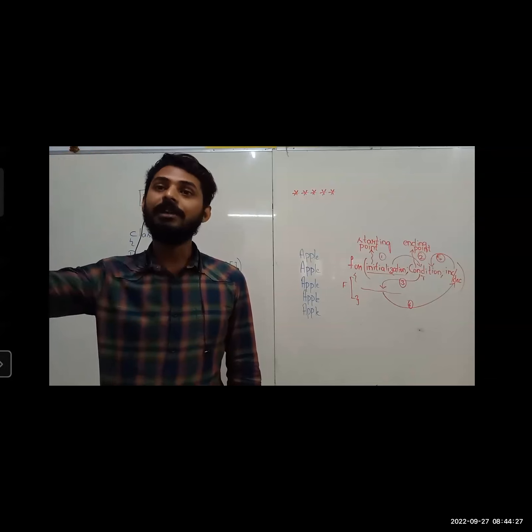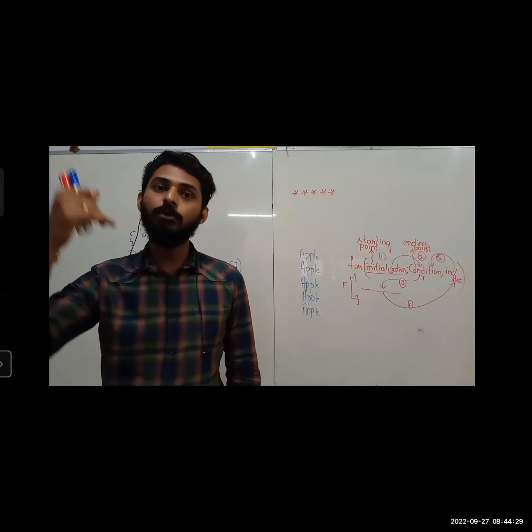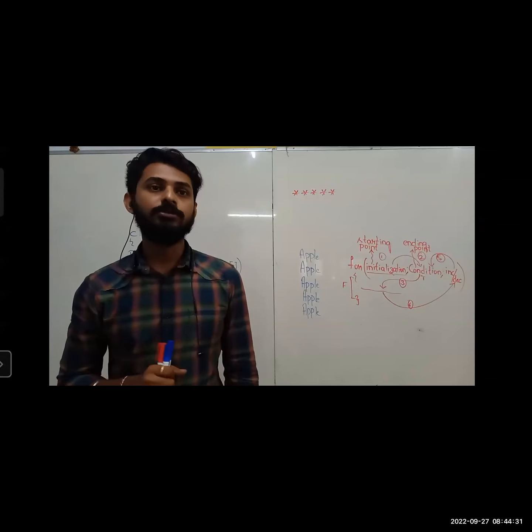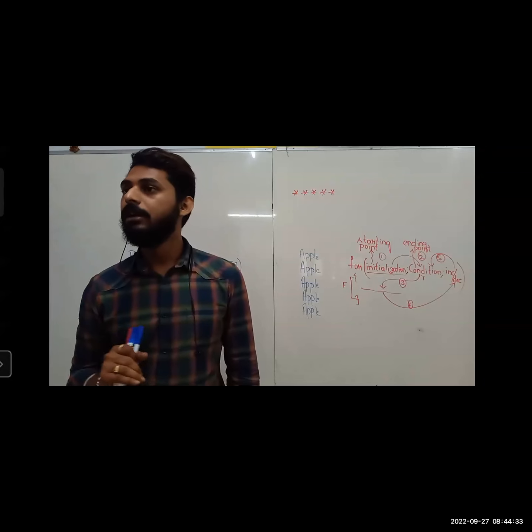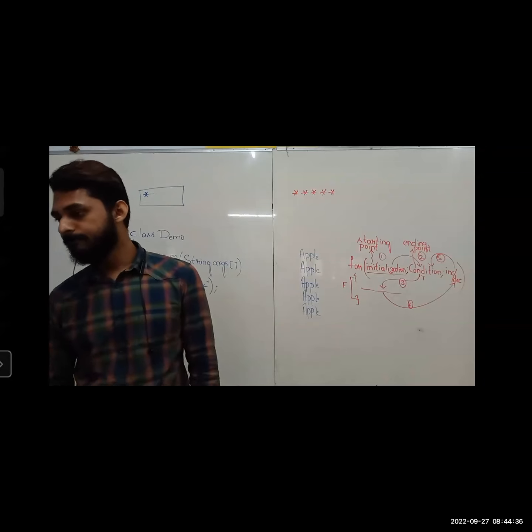So now I will start from 3. I want to come towards 0. Then what I should do? Definitely I should decrement.